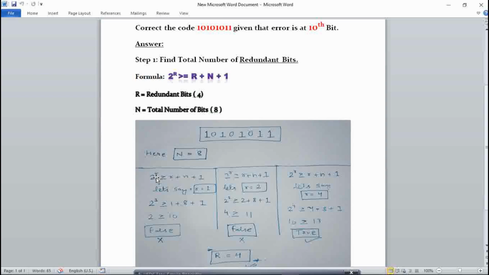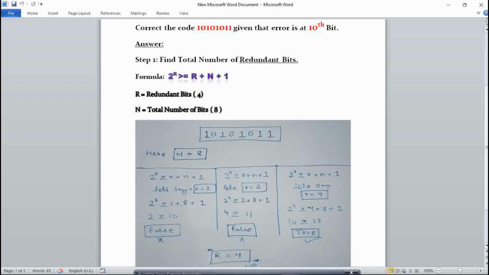So 2 raised to power r greater than equal to r plus n plus 1. Let's say if I put r is equal to 1, when we solve this we get 2 is greater than equal to 10. This is not true because 2 is always less than 10, so this condition is false. Similarly, we do for 2, we get 4 is greater than equal to 11, which is false. Now when we put r is equal to 4, you get that 16 is greater than equal to 13, which is true always.